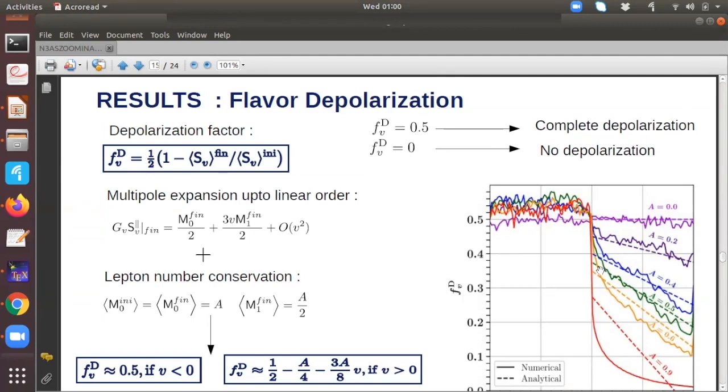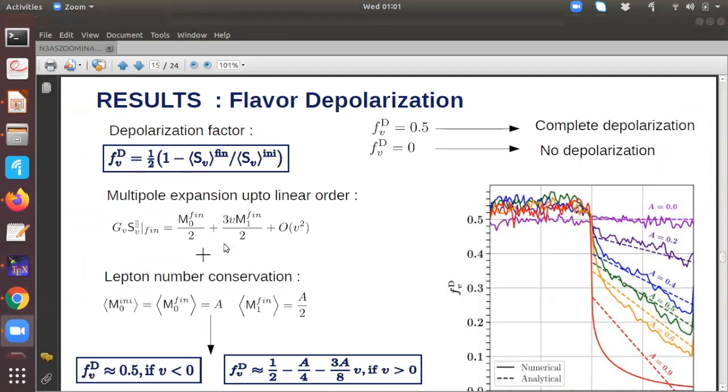And one can see the amount of flavor depolarization: the negative velocity modes get totally flavor depolarized, whatever the lepton asymmetry present in the system. But for the positive velocity modes, the amount of flavor depolarization depends on the lepton asymmetry of the system. Our formula and also the numerics predict that for larger lepton asymmetry we will have lesser flavor depolarization, but for smaller lepton asymmetry we will have larger flavor depolarization.